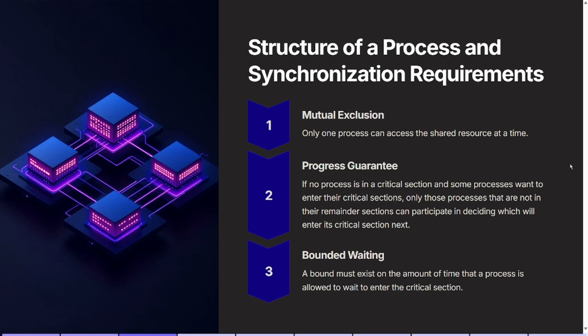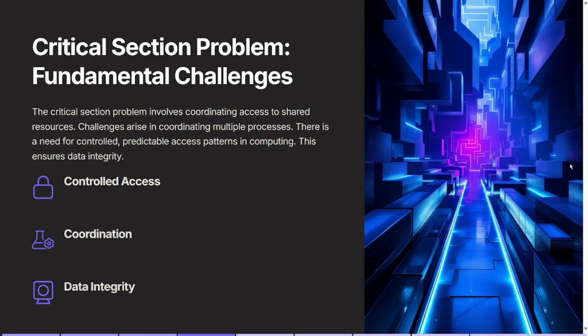Third is bounded waiting. Bounded waiting means a bound must exist on the amount of time that a process is allowed to wait to enter the critical section. Critical section problems are the fundamental challenges like control access, coordination, and data integrity. The critical section problems involve coordinating the access to the shared resources.